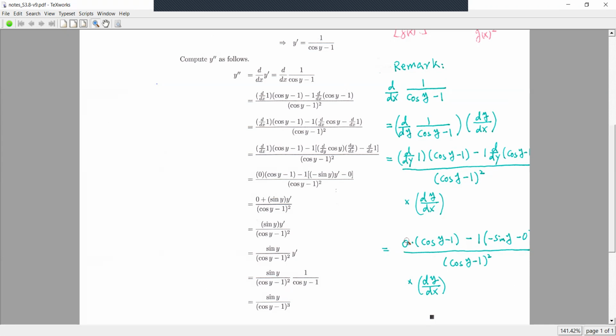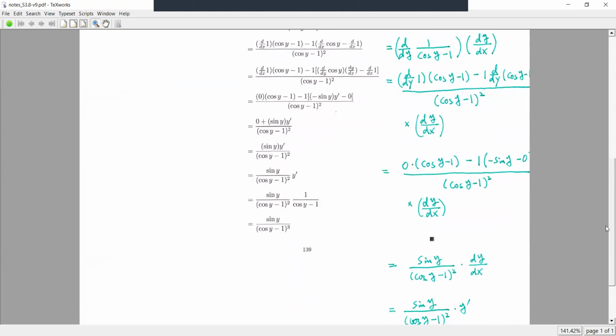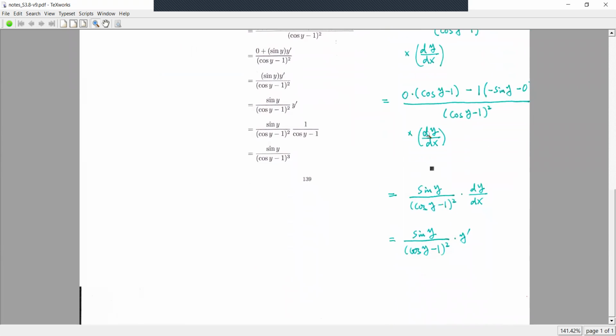Derivative of 1 is 0. Derivative of cosine of y minus 1 with respect to y is negative sine of y minus 0. Then I have this equation. Now, simplify this expression. 0 times cosine of y minus 1 is 0. Negative sine of y is sine of y. So I have this equation. dy dx is y prime. So I have this equation. This result is the result here.